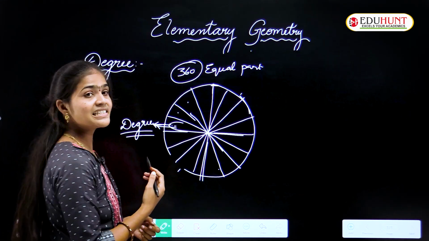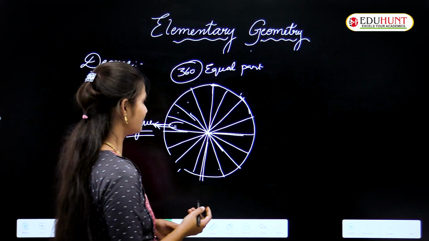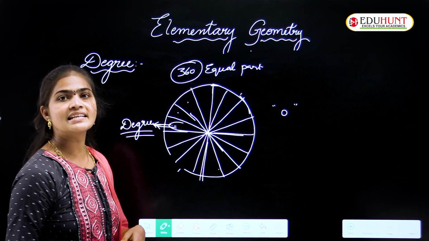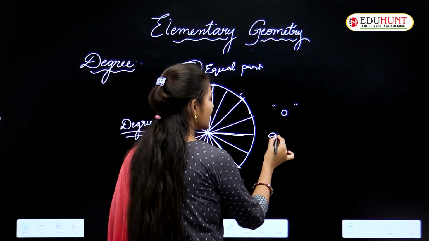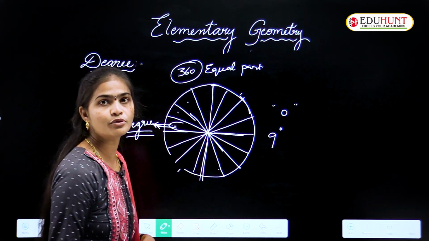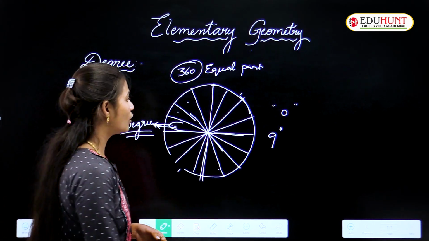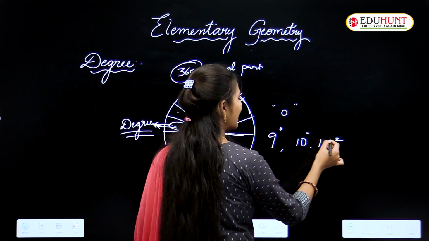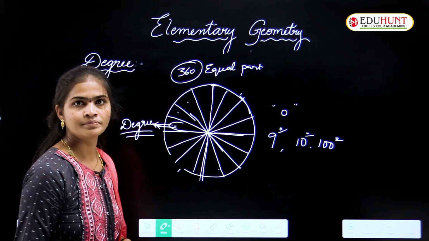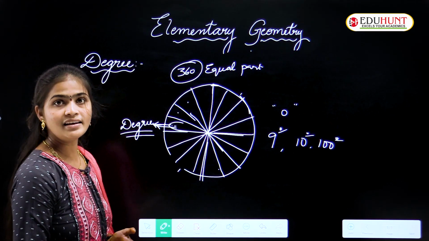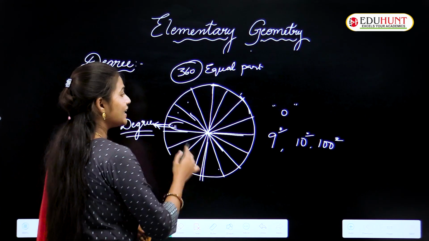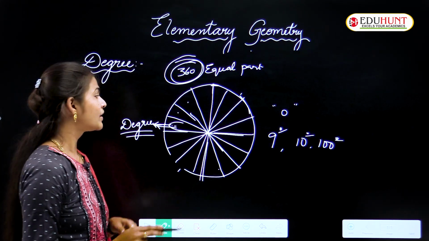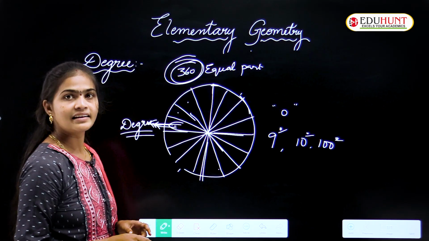Okay. So what is the symbol we use to represent the degree? Here a small zero at the top represents the degree. For example, 9 degrees. We write this as 9, and at the top of the 9 we put the degree symbol like that. Or 10 degrees, 100 degrees. Like this way we can represent the degree symbol. So what about the degree? Once again, one complete angle is divided into 360 equal parts. Each equal part we call a degree.